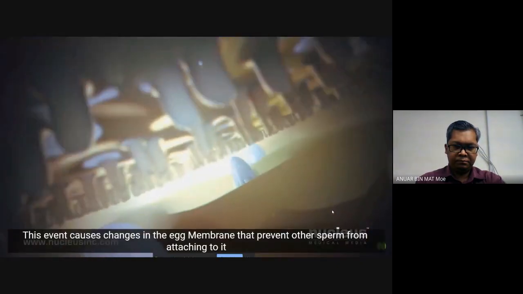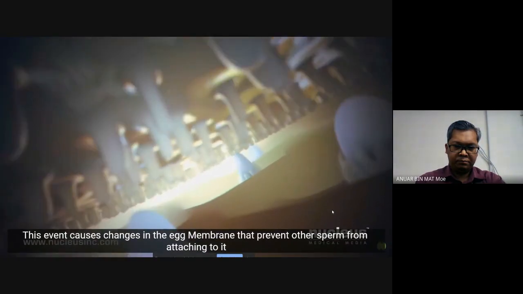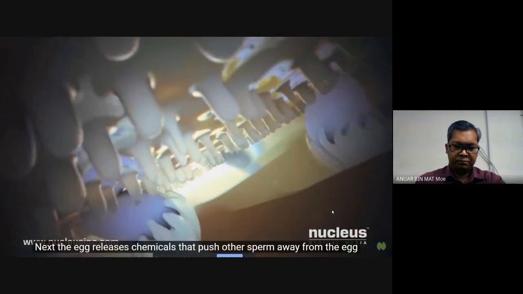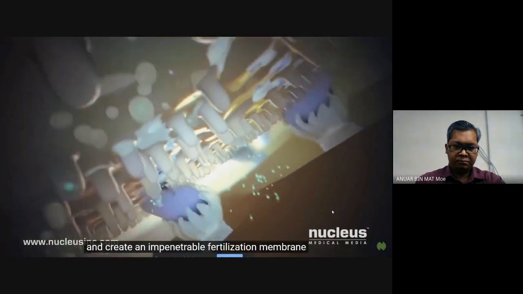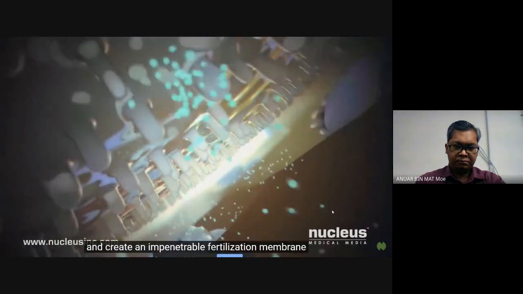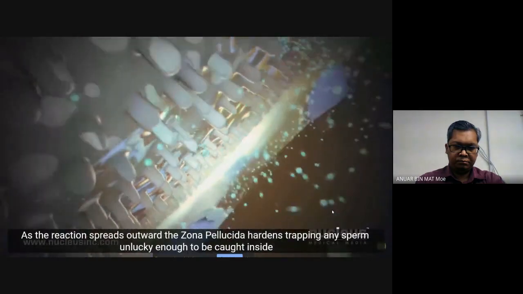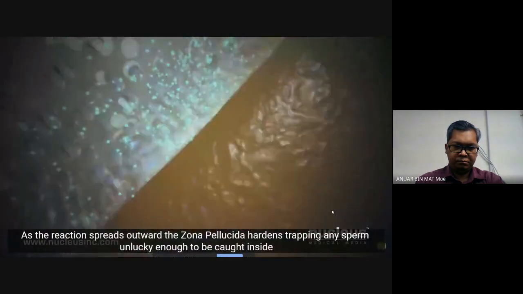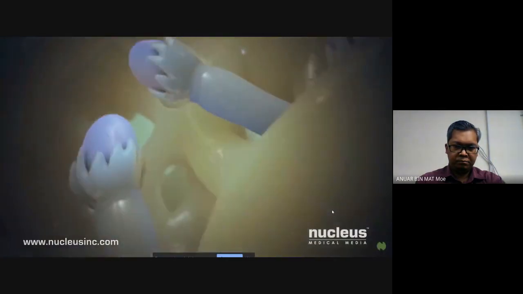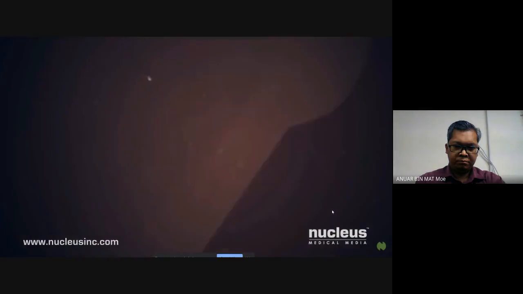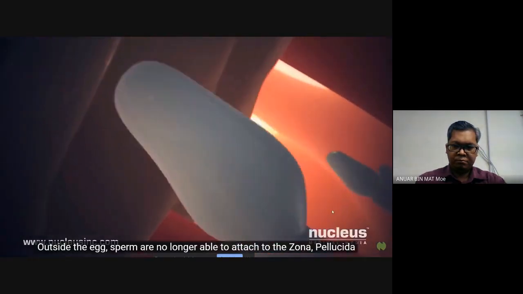This event causes changes in the egg membrane that prevent other sperm from attaching to it. Next, the egg releases chemicals that push other sperm away from the egg and create an impenetrable fertilization membrane. As the reaction spreads outward, the zona pellucida hardens, trapping any sperm unlucky enough to be caught inside. Outside the egg, sperm are no longer able to attach to the zona pellucida.